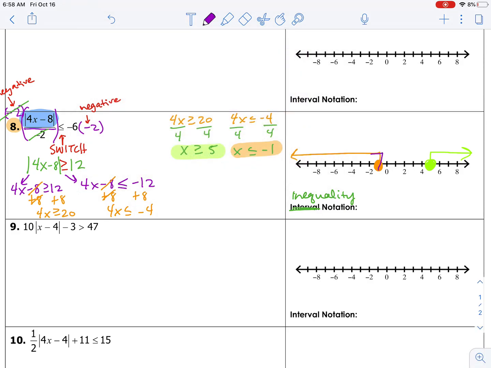So the two pieces of the graph are going apart from each other. So we have an OR inequality. When we write inequality notation, we'll start with the inequality with the smaller number. X is less than or equal to negative 1, or x is greater than or equal to 5.